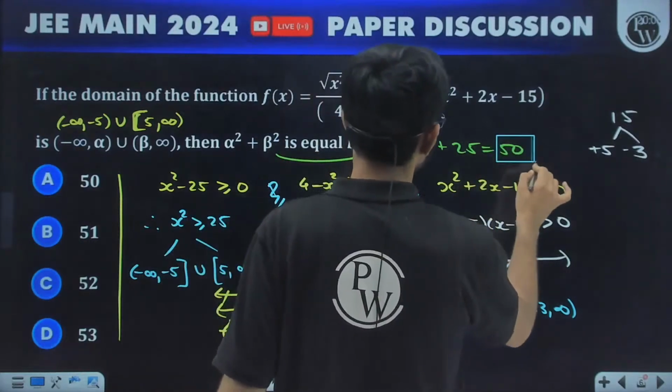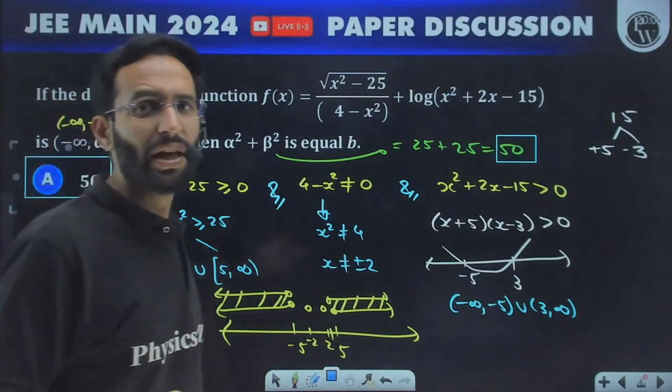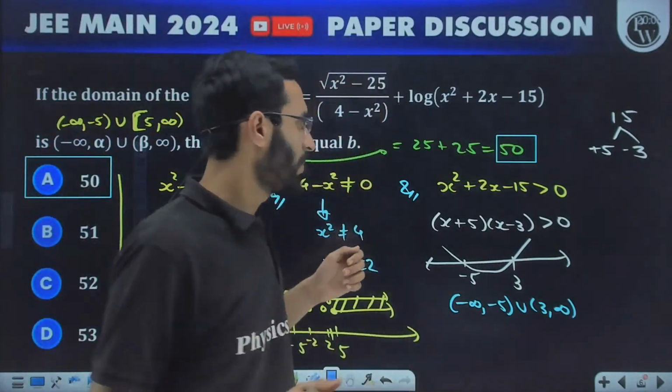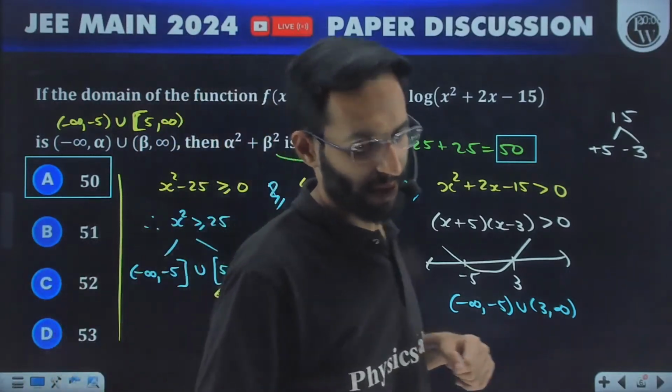Some students were telling that, sir, it was given as alpha square plus beta cube. So if it is beta cube, then 5 cube will become 125. 125 plus 25 will give you 150.